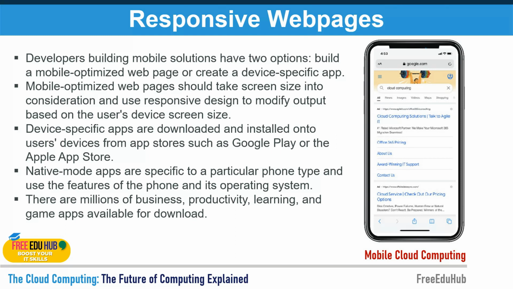Now, native mode applications are specific to a particular phone type and use the features of the phone that it's operating on. As you might have seen that there are certain applications which are meant for Android specifically, and there are lots of applications which are meant for iOS. So it's not like one application would work on both platforms. If the developers are developing the applications, they develop the application separately for iOS and separately for the Android phones.